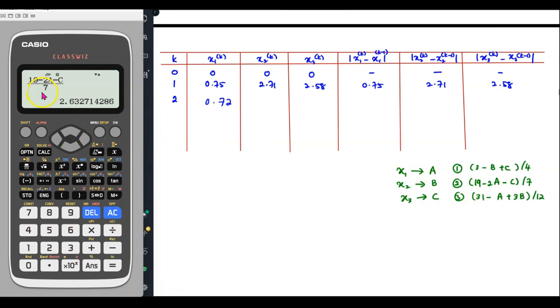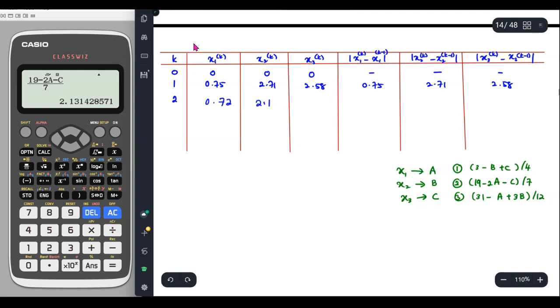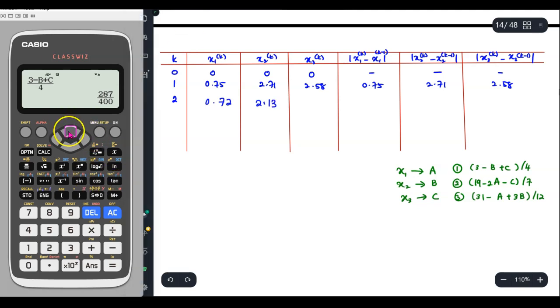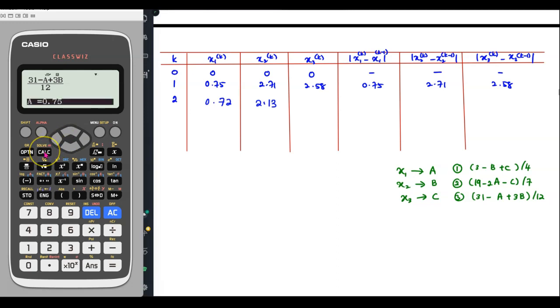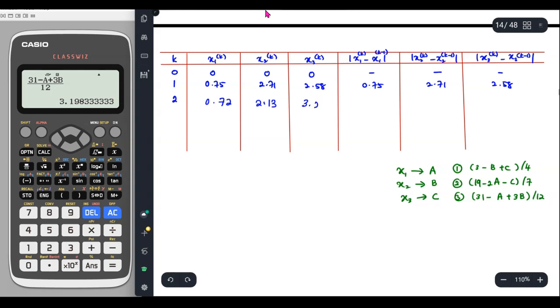Now for the x2, we need to use the second equation. So you go back to the second equation here, press the calculate button. What is your a? A at the previous iteration is 0.75. And then c is your x3, which is 2.58. In 2 decimals, we have 2.13. And for the x3, you find the third formula here, press the calculate button. Your a is 0.75, and then your b is your x2 at the previous iteration, 2.71. And then you get this value, 3.198. In terms of 2 decimals, we have 3.20.